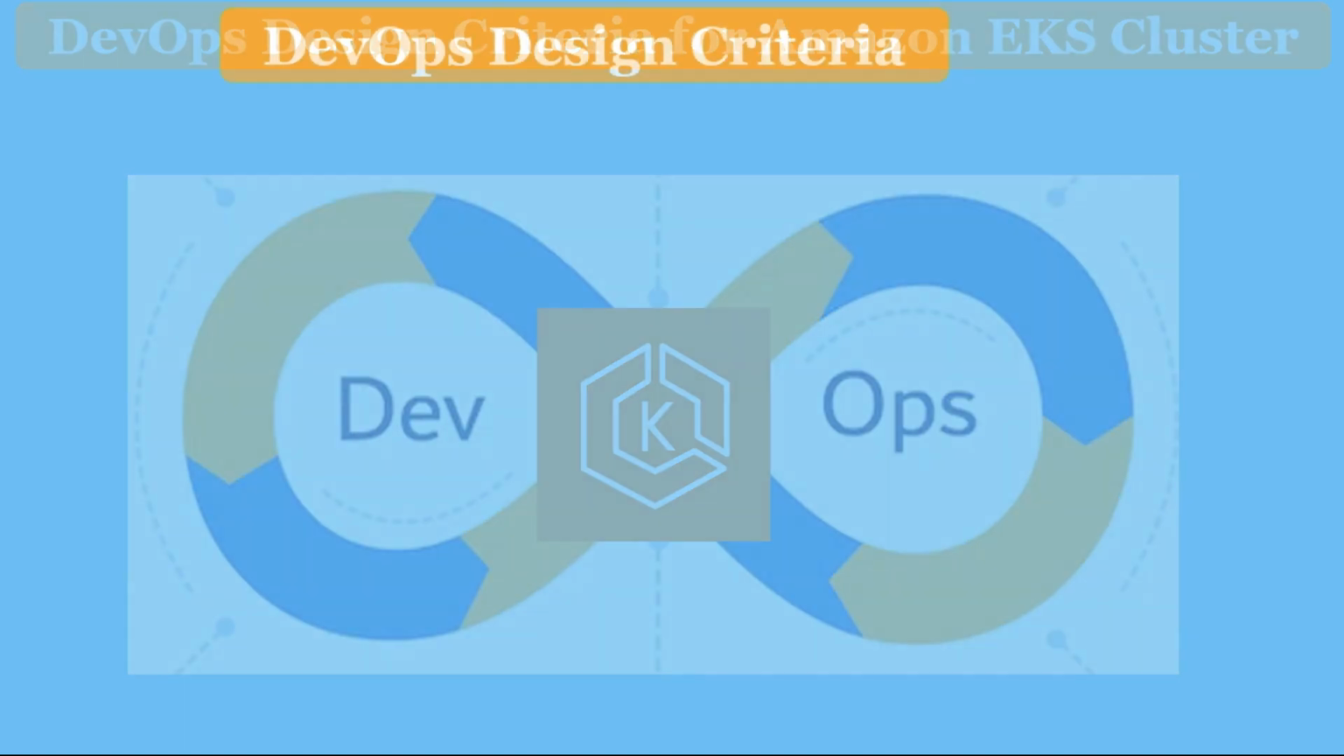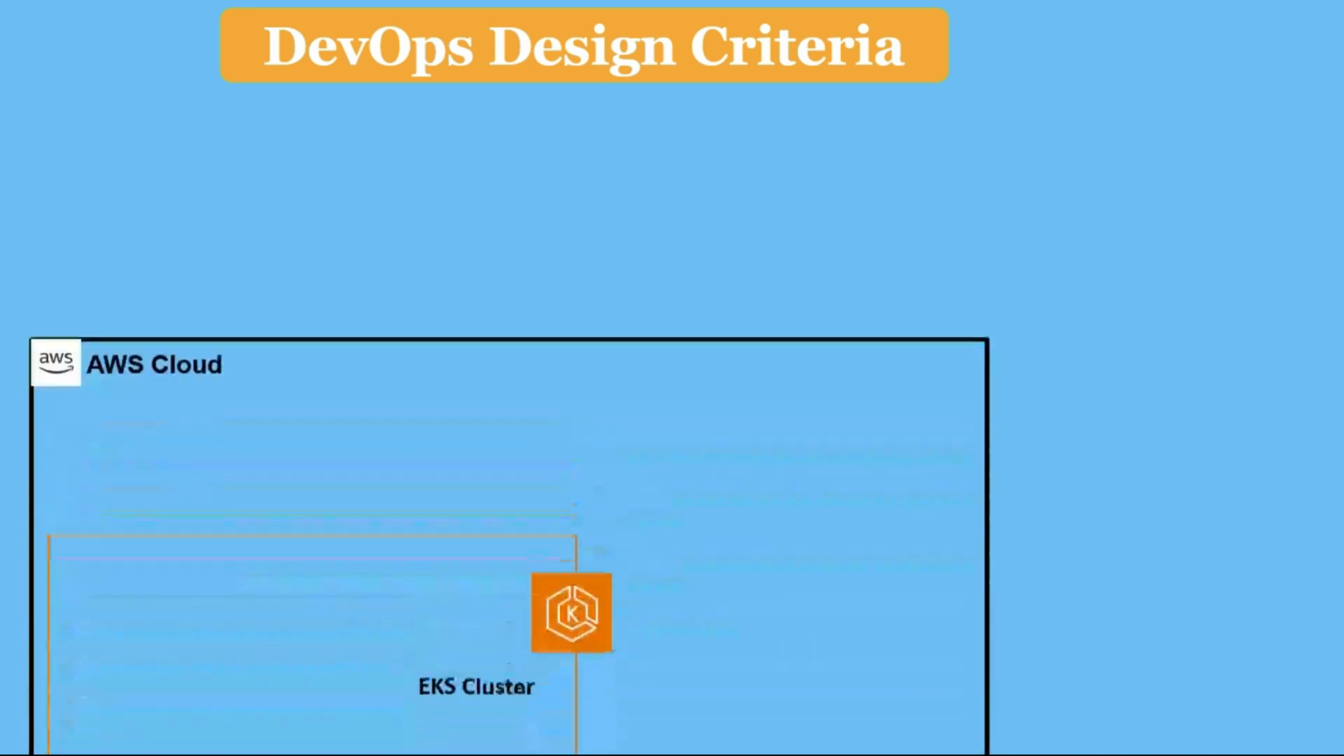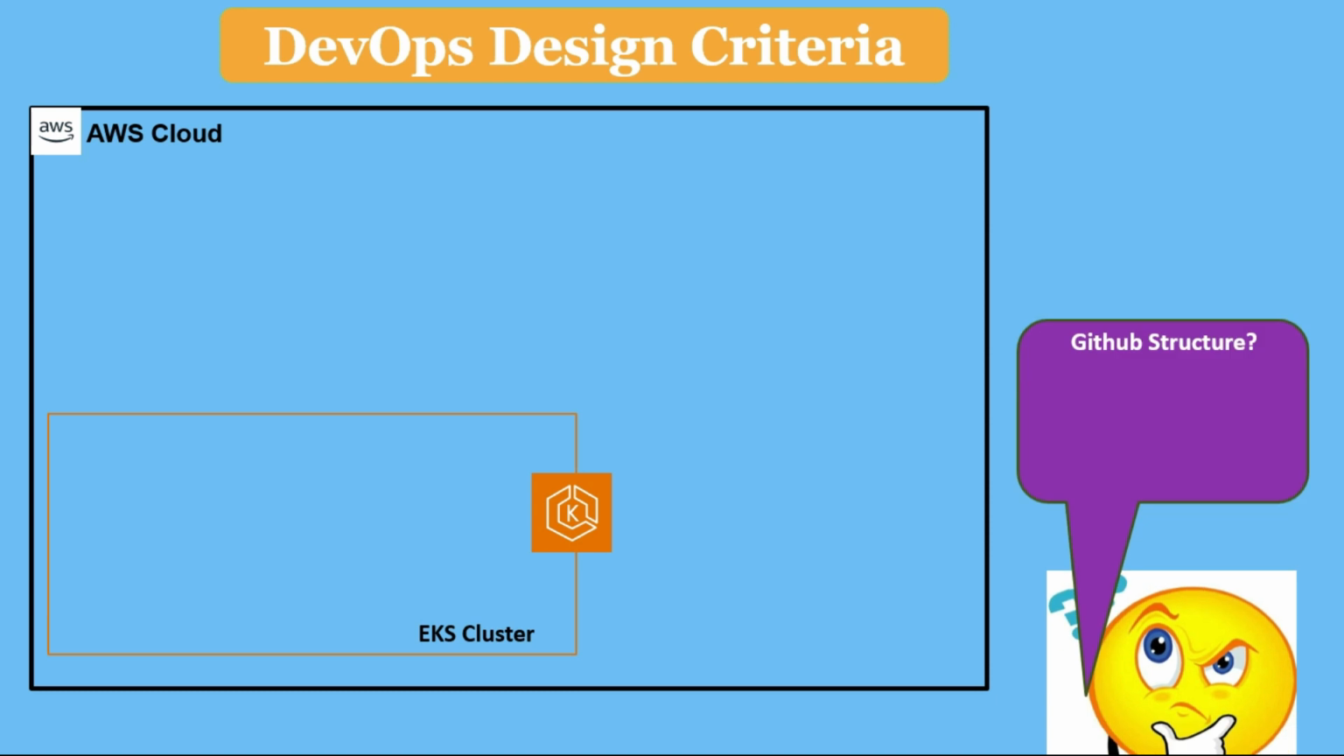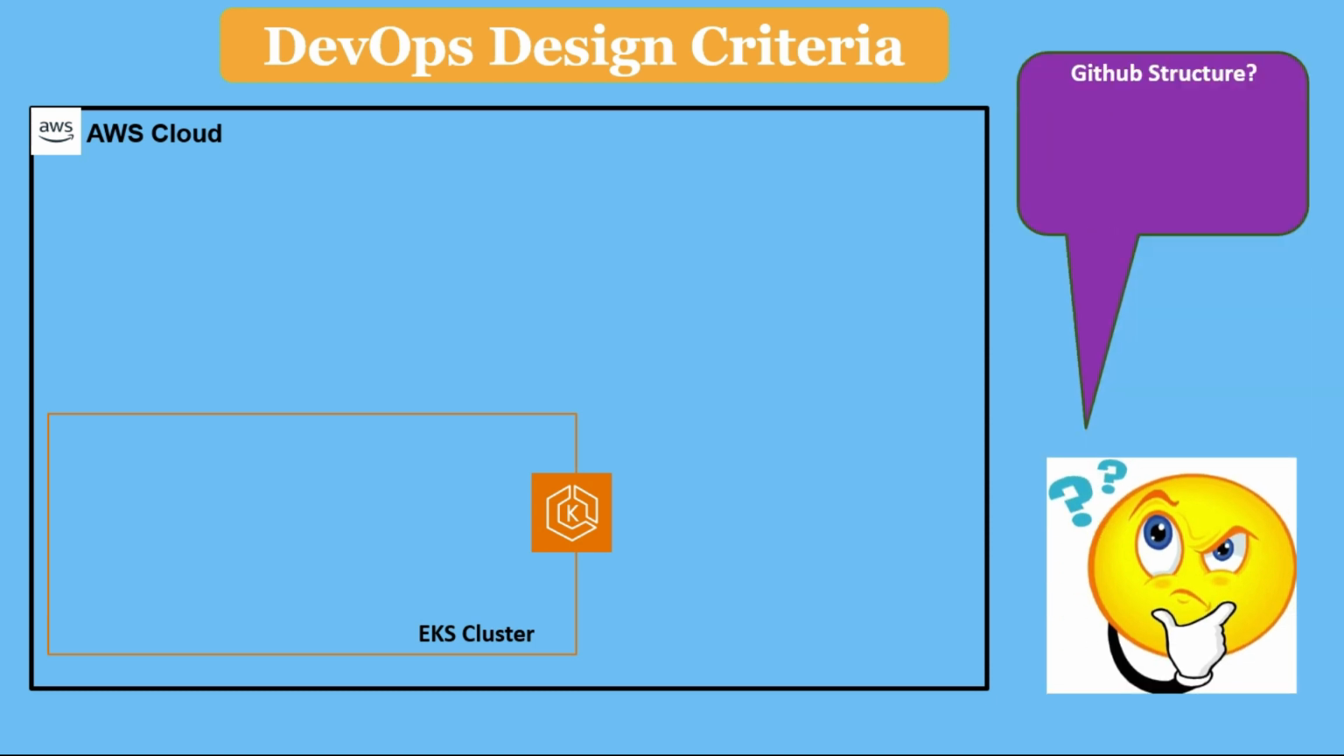Let's get started. Let us say we have an Amazon EKS cluster deployed in the cloud. First, we need to identify the right GitHub repo structure for hosting the application code for every microservice.